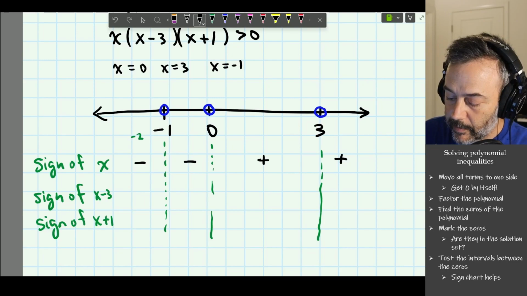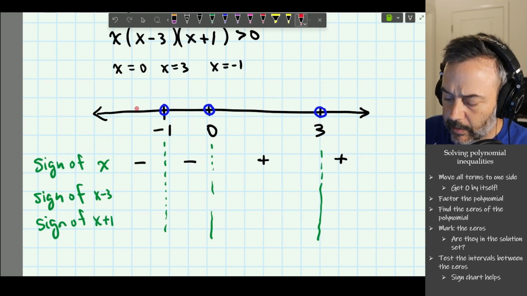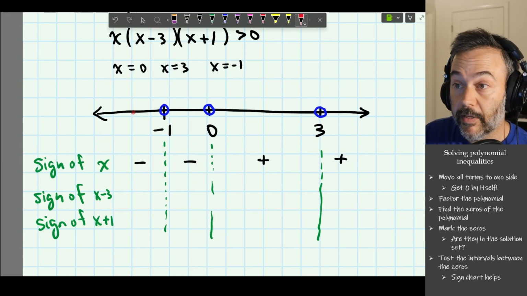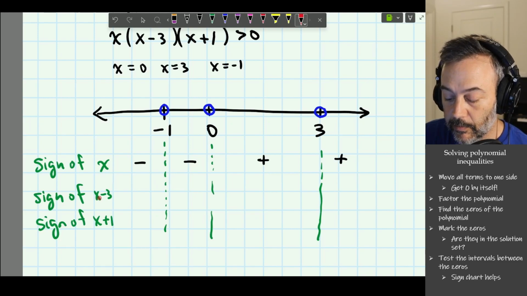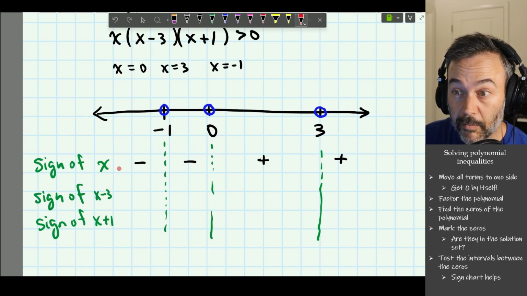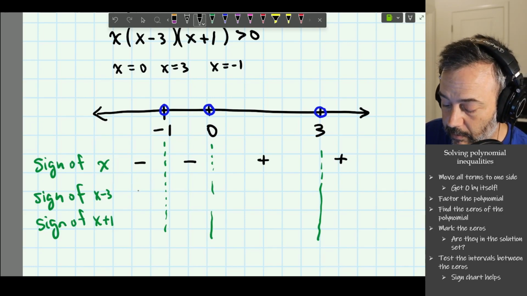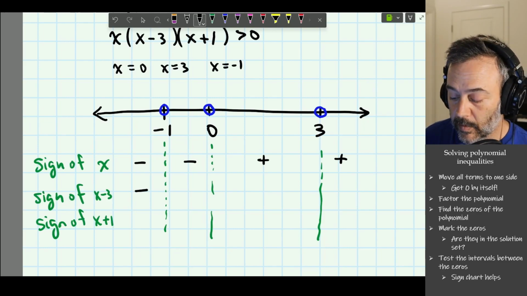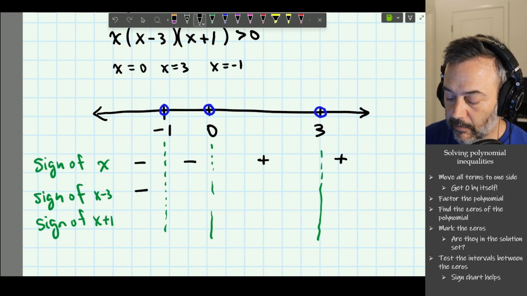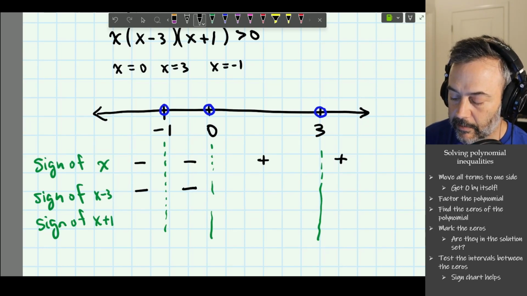Now, what would happen if I plugged in a negative number to the left of -1, and I plugged it into x minus 3? Well, a number like -2, if I plugged it into x minus 3, would be -5. We don't really care about the value, we just care about the sign. That's negative. If I plug in a number between -1 and 0, -3, that's more negative, so it's still negative.